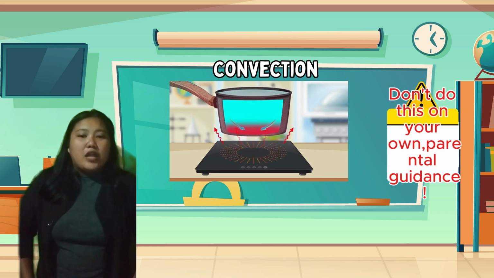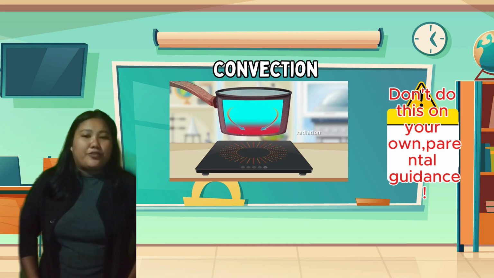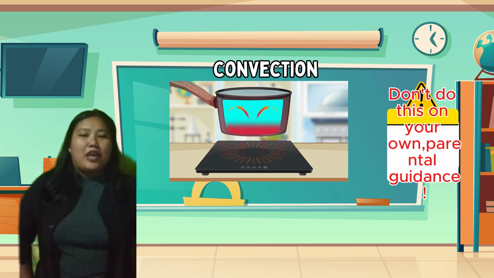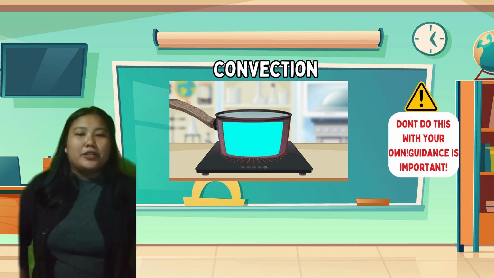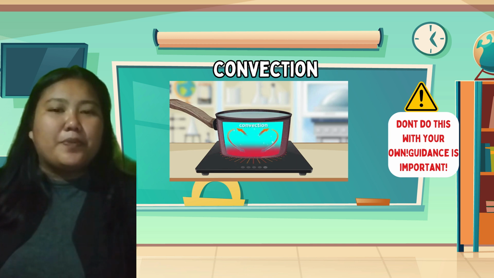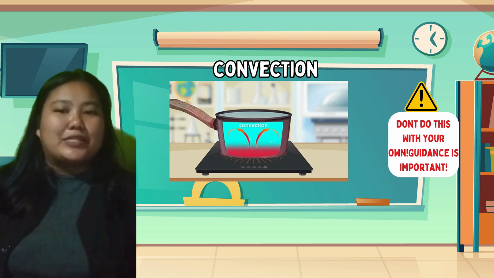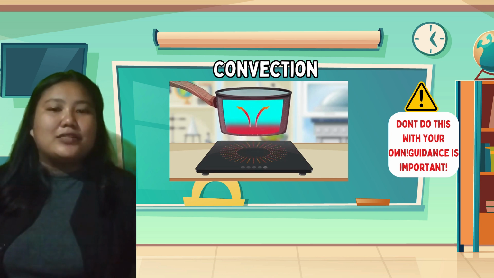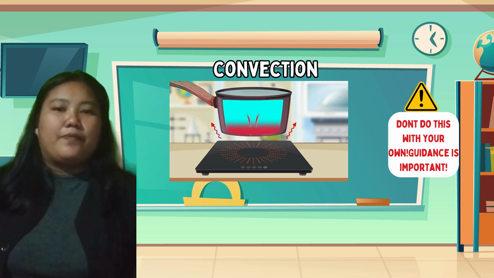To sum it up, the stove top heats the pot through radiation, and then the pot heats the water through conduction, and then the heated water circulates and distributes heat through convection. All three methods work together to heat the water in the pot. The same principle applies to many natural processes, including the heating of the Earth's atmosphere and oceans.